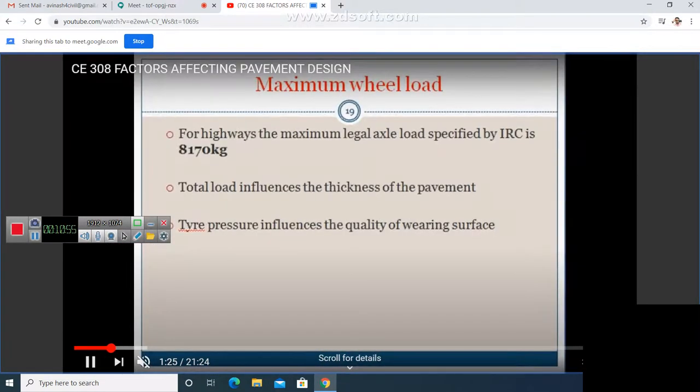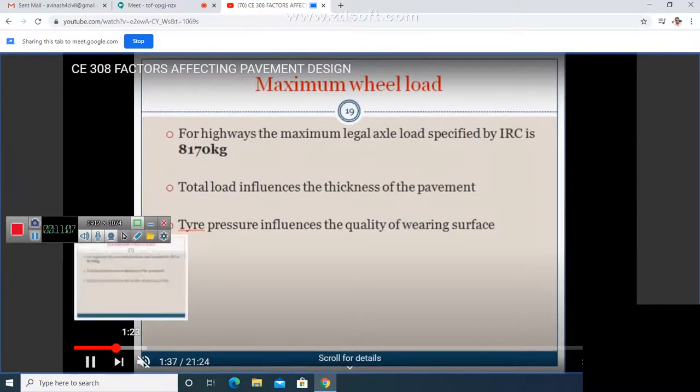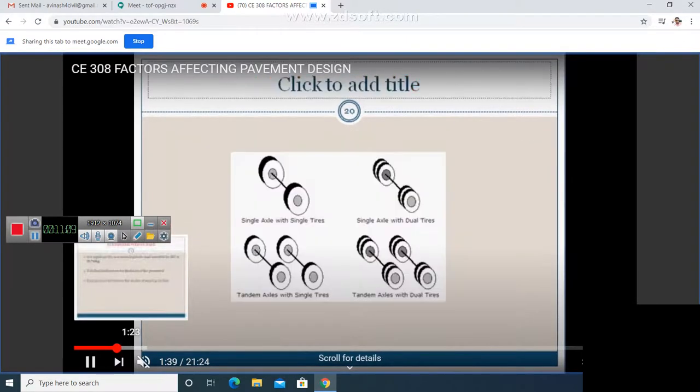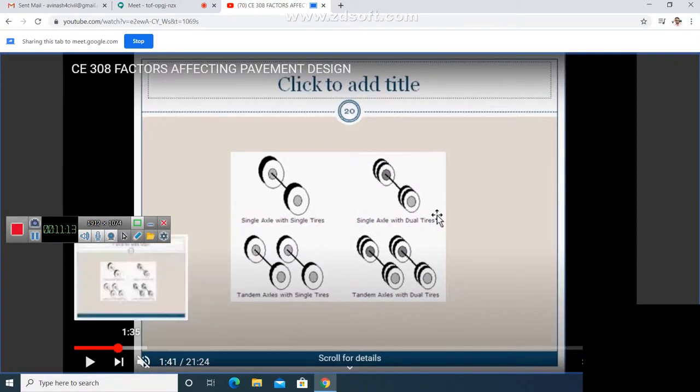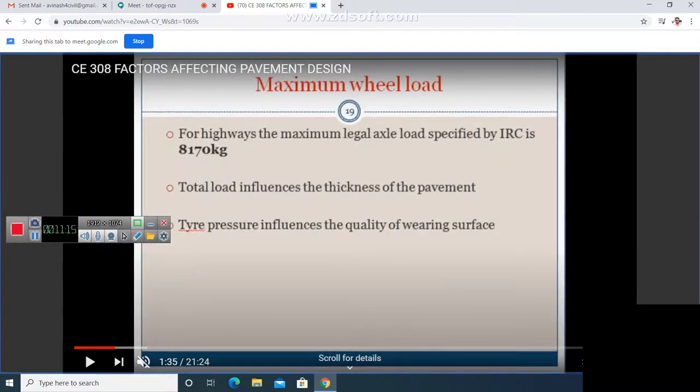Maximum wheel load. In the case of highways, the maximum legal axle load as specified by IRC is 8170 kilogram. And the total load will influence the thickness of pavement. And tire pressure influences the quality of wearing surface.